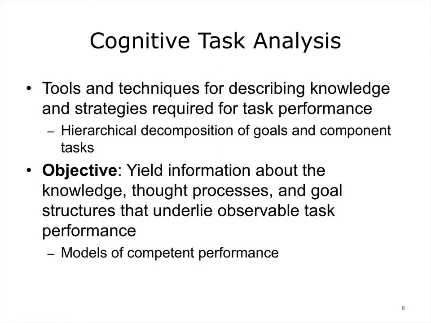Task analysis names a family of methods which details how something is accomplished, typically in a work setting. Identifying the tasks a system will support and how it will do so are important aspects of design. Cognitive task analysis, CTA, is a task analytic method for describing knowledge and strategies required for task performance. Every task can be broken down into subtasks and further decomposed into particular steps, which may be behavioral or cognitive and involve an inference or conclusion. We will illustrate such an analysis in a minute. The objective is to yield information about the knowledge, thought process, and goal structures that underlie observable task performance.